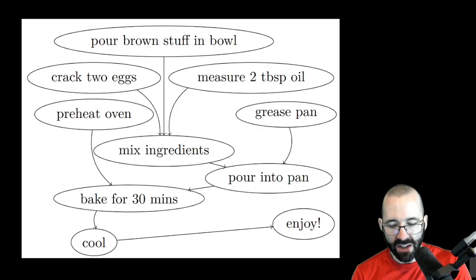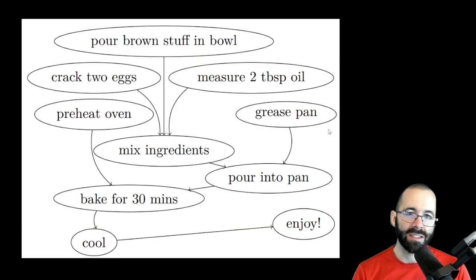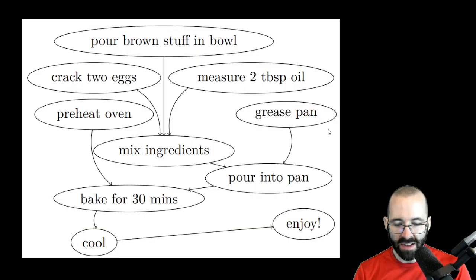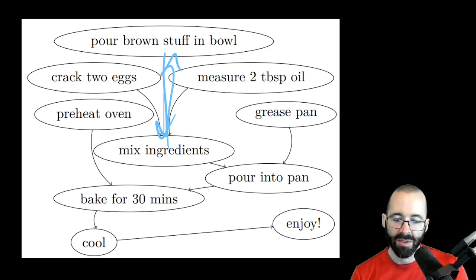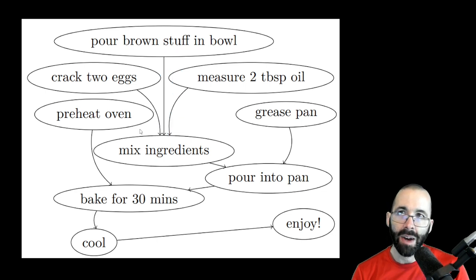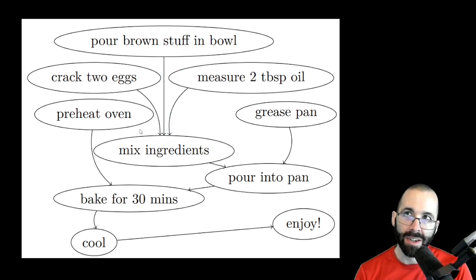We had our DAG over here. This is definitely not symmetric. You pour brown stuff in the bowl, and then you mix the ingredients. You can't mix the ingredients before pouring the brown stuff in the bowl. Well, actually, I guess that is what happens when you buy pre-made brownie mix, but let's not worry about that.